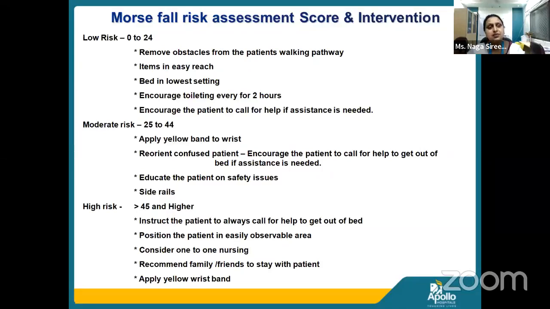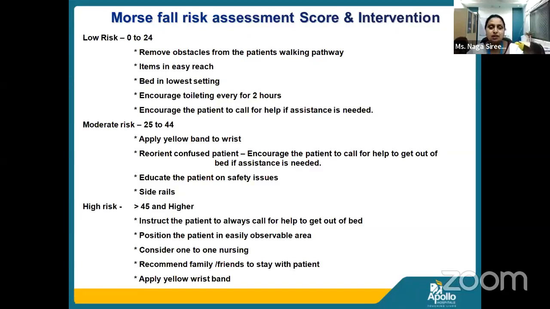Based on the risk, if it is low risk... What I feel is that oncology patients, chemo patients, dialysis, ICU, endoscopy, cath recovery, all OT, cath lab, all these patients, irrespective of anything, whether it is age or any comorbidities, are supposed to be considered as high risk patients. So for low risk, the bed is in the lowest setting, encourage continuous mobility, and whenever the patient wants to go to the washroom, help only if needed.